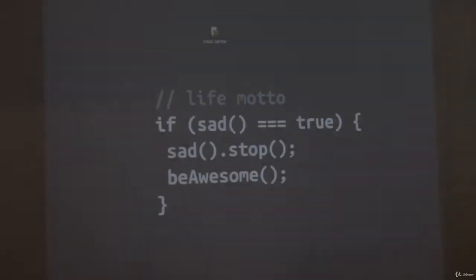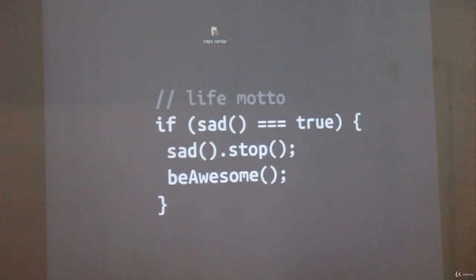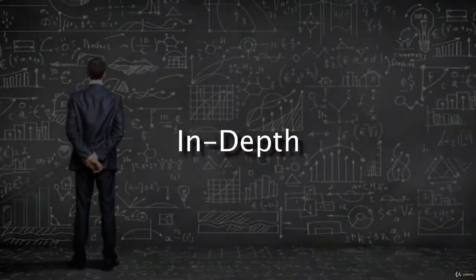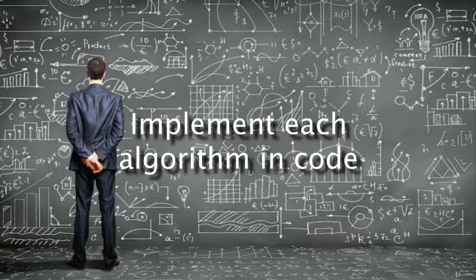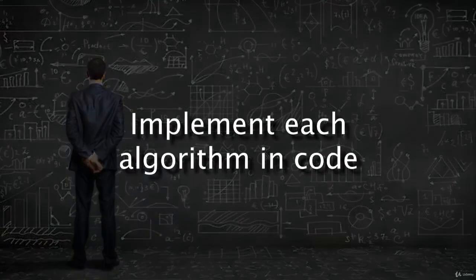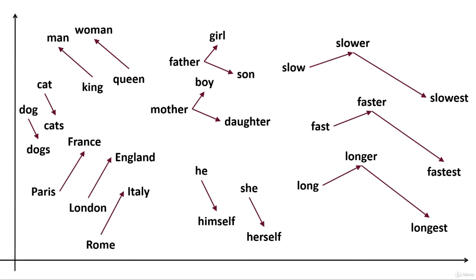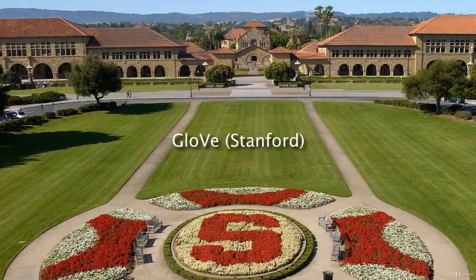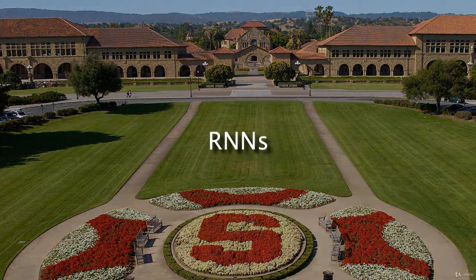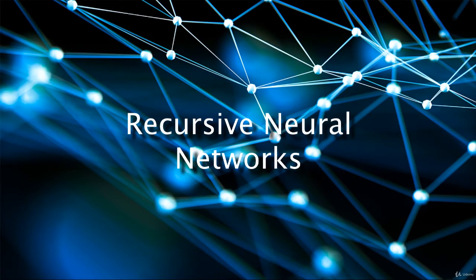As with all my courses, it's not just a few nice pictures and 3 lines of code and we call it a day. This will be in-depth. We will derive every algorithm from scratch, and you will implement each algorithm like a real machine learning engineer. This course will look at fundamental algorithms in deep learning for NLP, including Word2Vec developed at Google, GloVe developed at Stanford, recurrent neural networks, and recursive neural networks, which are neural networks structured as trees.